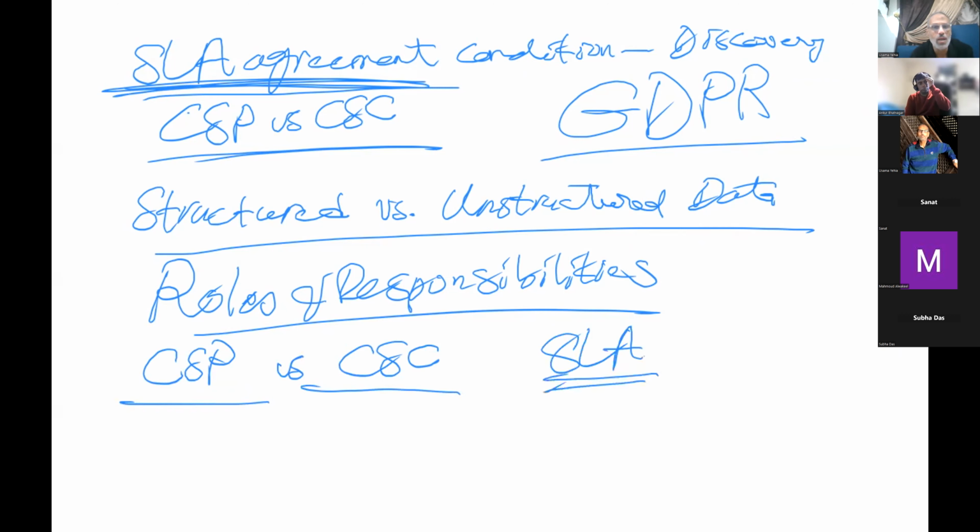For example, the physical environment. Who is responsible for the physical environment? What do you think? The provider, the CSP, of course. Yes, because if you are talking about the data center, how would the customer have access to the data center, to power, to ACs, to cabinets and so on? Okay, right. What about the infrastructure?